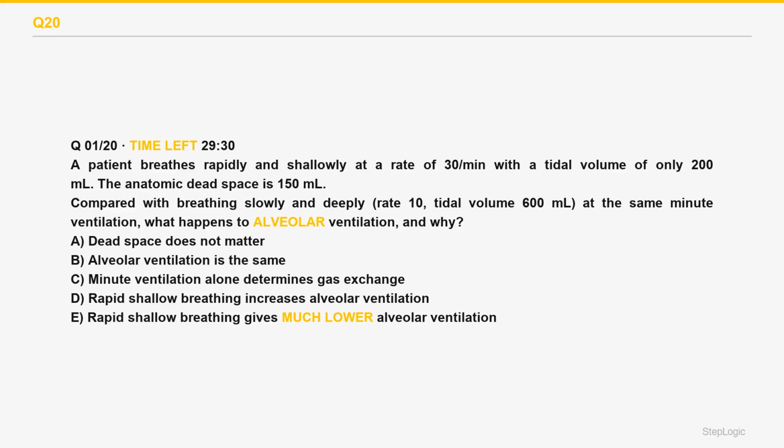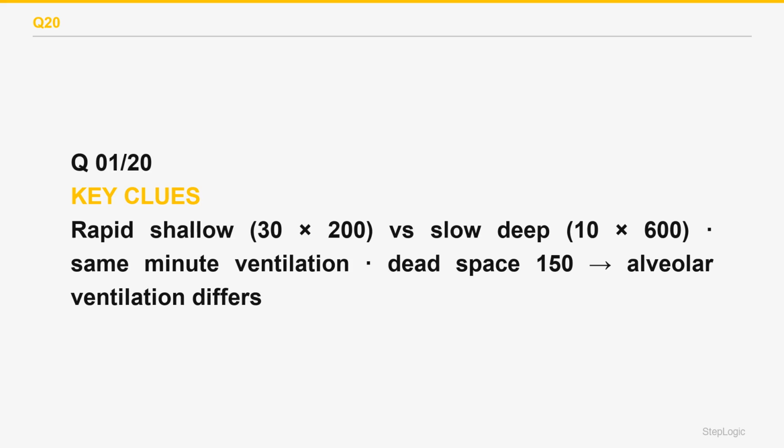Read the command. Effect of rapid shallow versus slow deep breathing on alveolar ventilation. Rapid shallow wastes more in dead space. Why lower alveolar ventilation? The key is the difference between minute ventilation and alveolar ventilation. Minute ventilation is rate times tidal volume. Both scenarios give 6 liters per minute, but only the air reaching the alveoli does gas exchange.